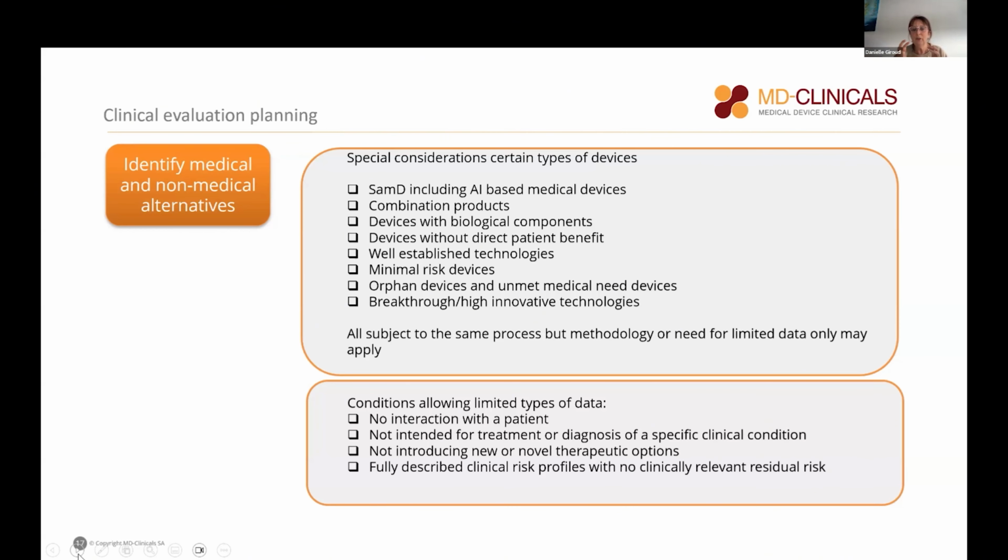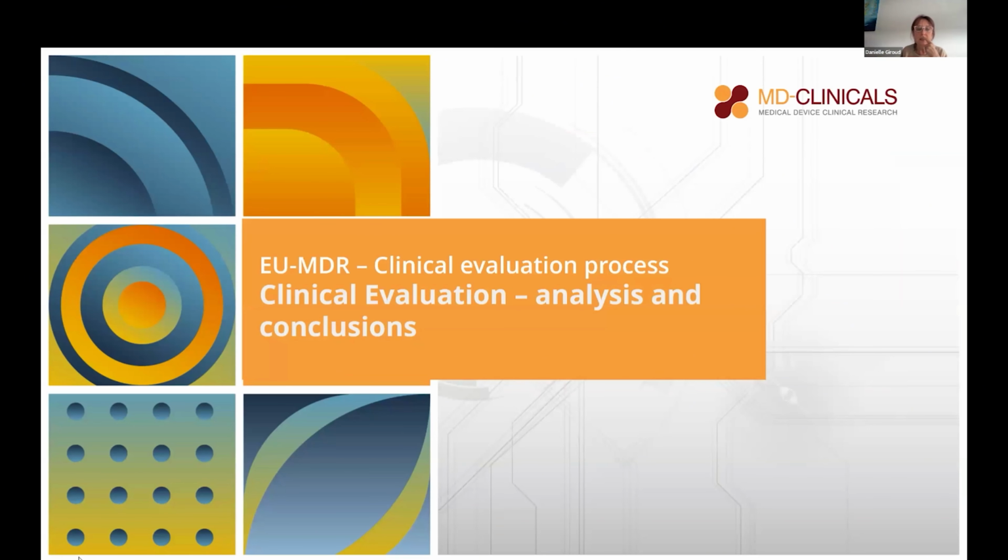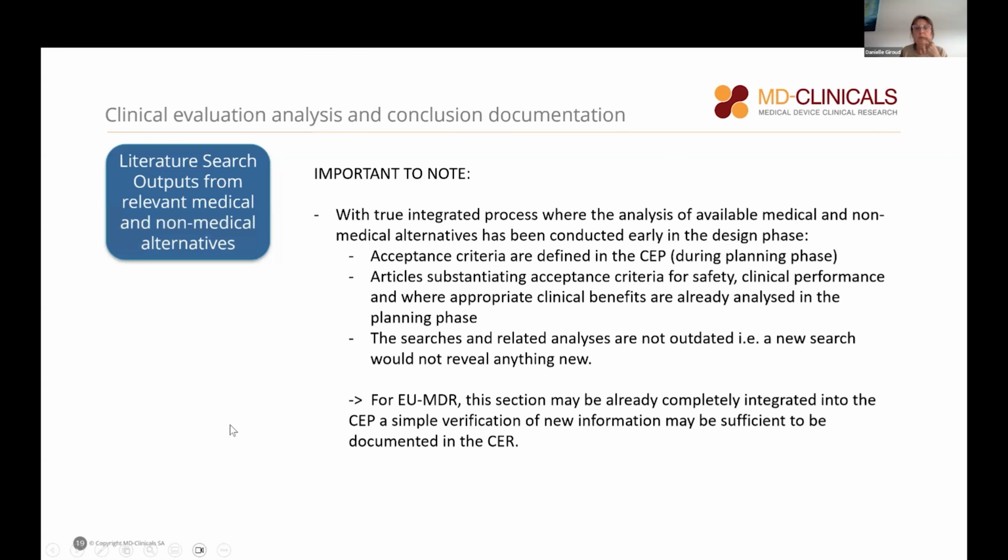It's quite brief, and it may come out with not that much precision, because we want a document to come out and then mature over time, and we'll get feedback. We've done it like that with the 14155 as well. The most important thing is that we have that process-oriented document that comes out as quickly as possible. And then, as I said before, with a true integrated process, the analysis of available medical and non-medical alternatives has been conducted in an early design phase, like acceptance criteria are defined in the CEP, articles substantiating accepted criteria, and so on.